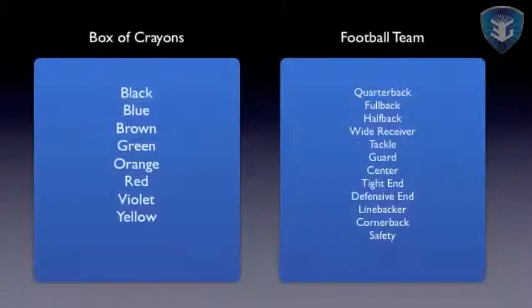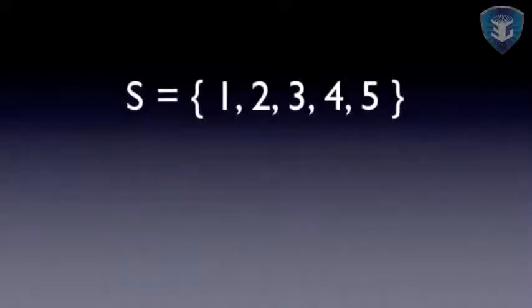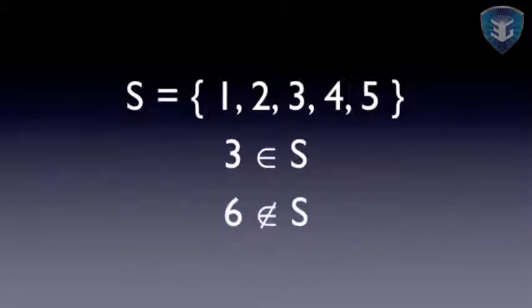Now, since this is supposed to be math, let's try a set that contains numbers. For example, let's make a set called S and let it contain some numbers. The notation that we use for a set is the name of the set followed by an equal sign, and then the actual elements of the set within a pair of braces. Now let's look at the elements. In this case, we can see that 3 is an element of the set, but 6 is not an element of the set, and we notate this by adding a little slash through the element symbol.